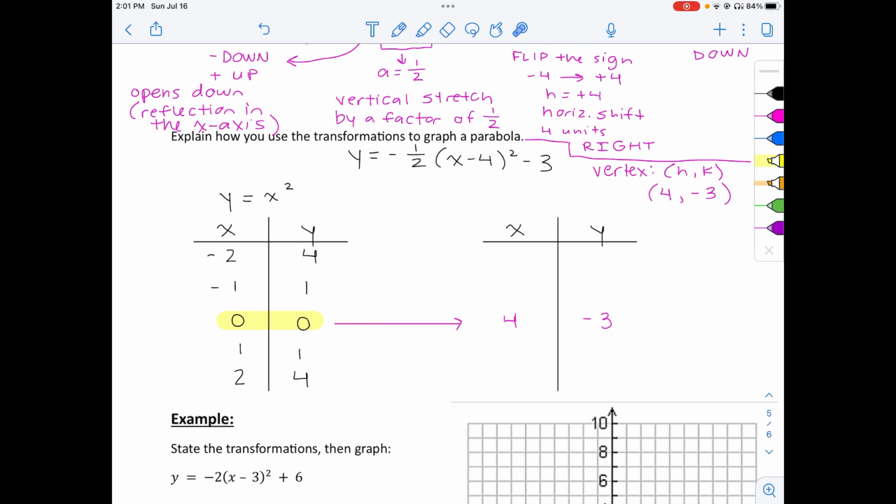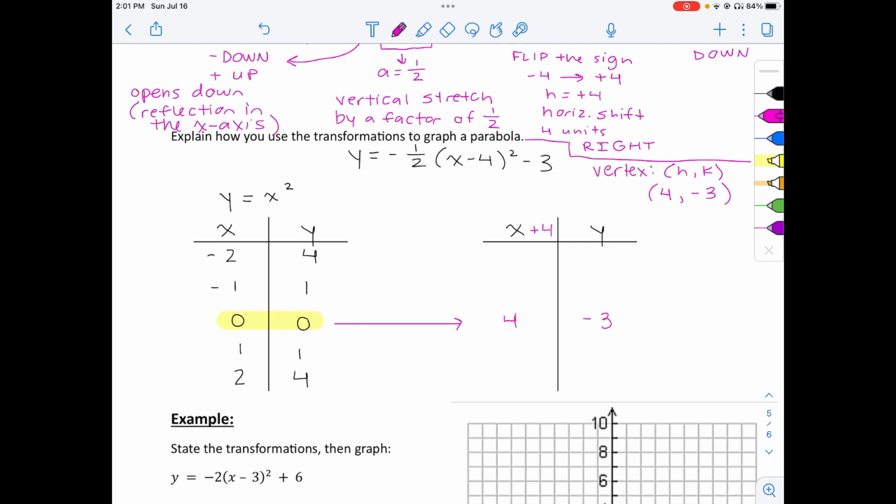Then what I'm going to do here is I'm saying, okay, from this table of values, 0, what did I do to get to 4? What did I add or subtract? So obviously to get from 0 to 4, I'm going to add 4. Okay, so I'm going to put that in my table of values. It's going to be x plus 4.